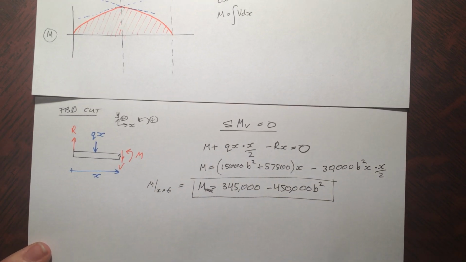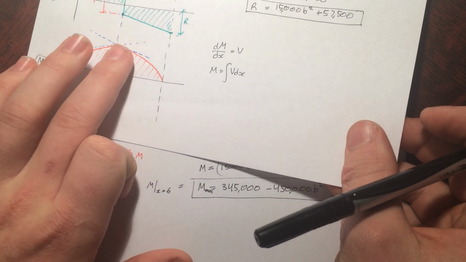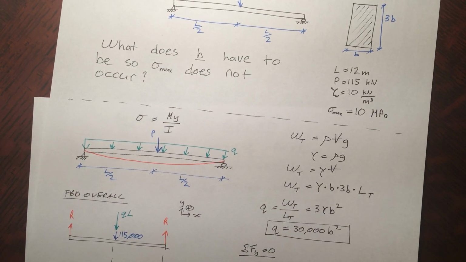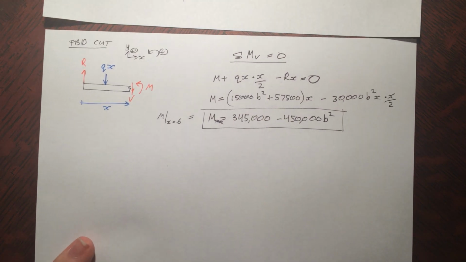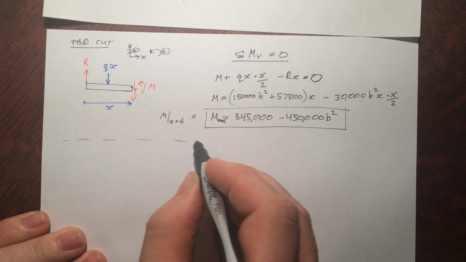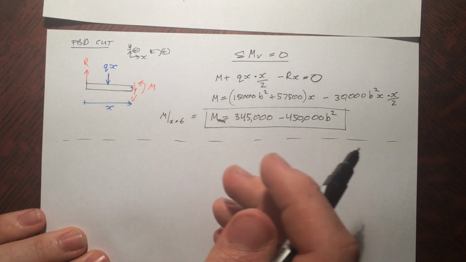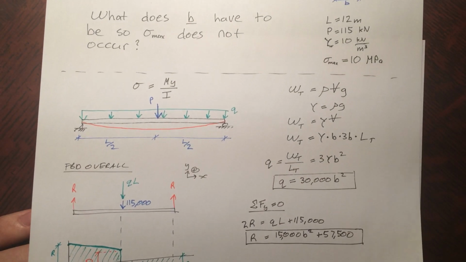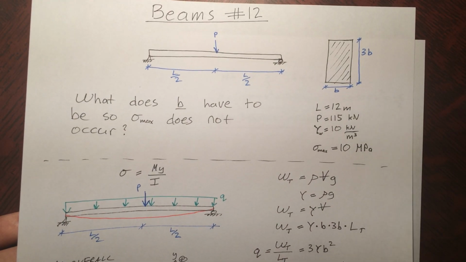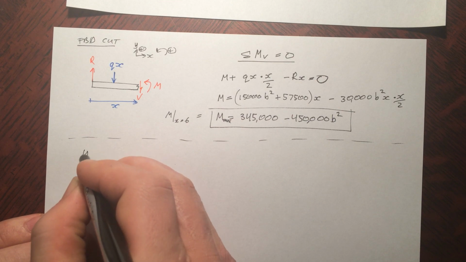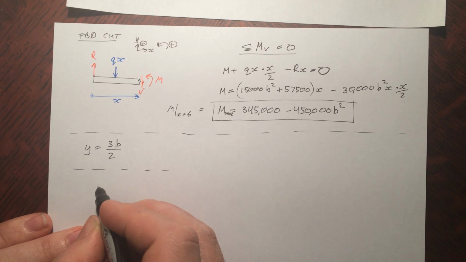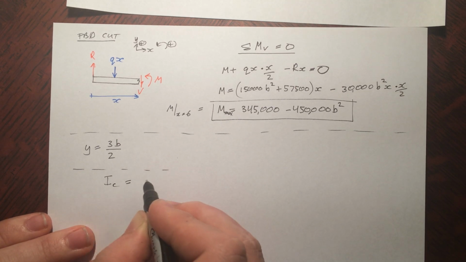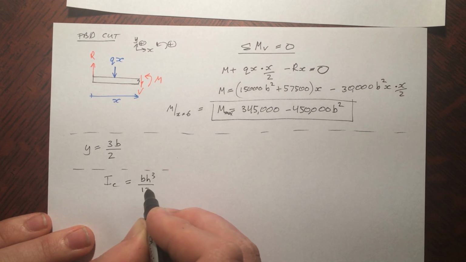Alright, so I went straight through and analyzed it. So the bending moment is maxed, like we said, at the middle, and our beam length is 12 meters, so half of that is 6, and you get this equation here. Depending on what B is, of course, it's going to change our maximum value. So we need to find Y and I yet. Y is just going to be half the height here, so that's going to be 3B by 2. And the moment of inertia about a centroid is BH cubed by 12.